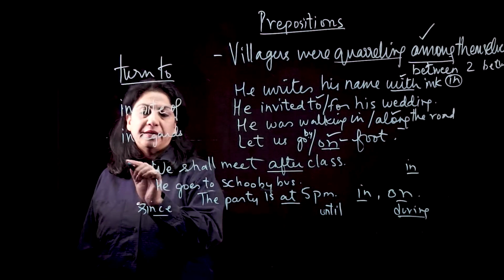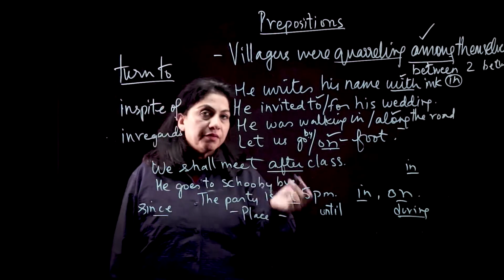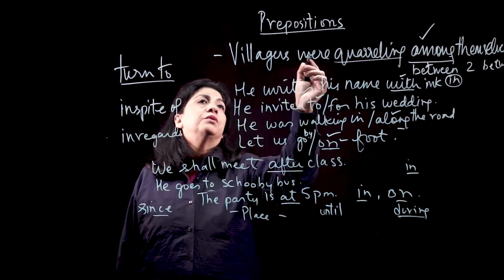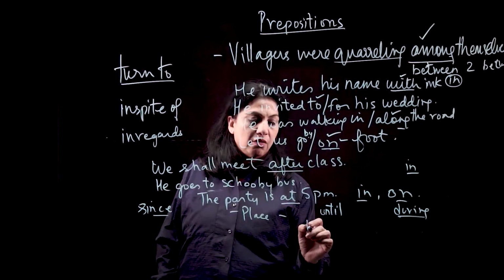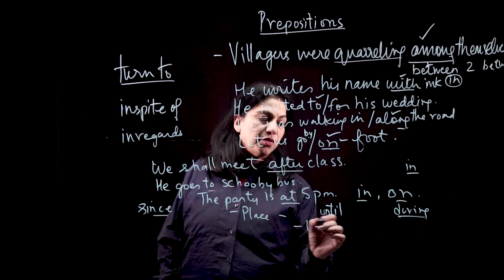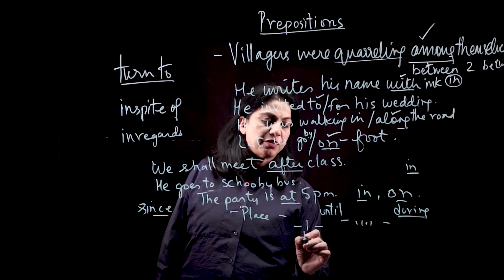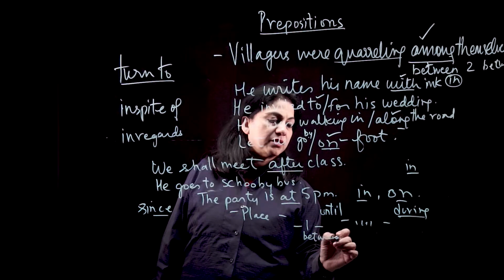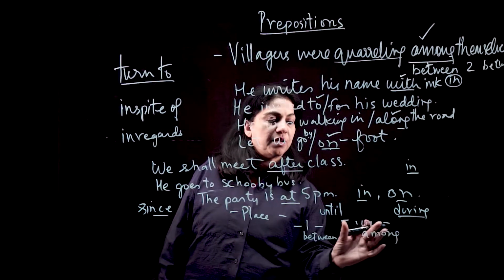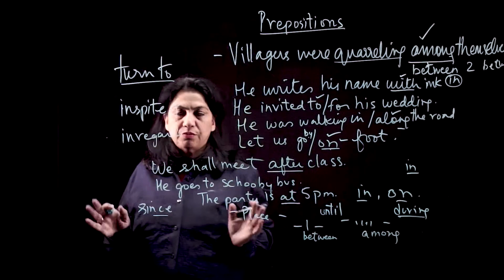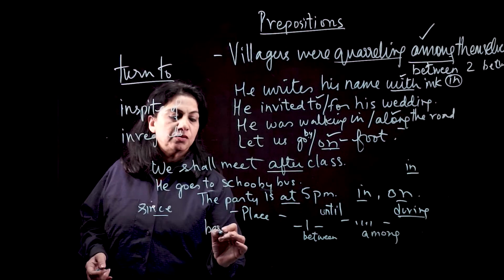Now we've done time. Now place. Place would be where? The first one we did was "between" and "among." Is the person sitting between or among people? That means sitting between two people or among lots of people. If you're doing it with two people, you're sitting between. But when you are sharing things, you share among a lot of people, and you sit between two people.